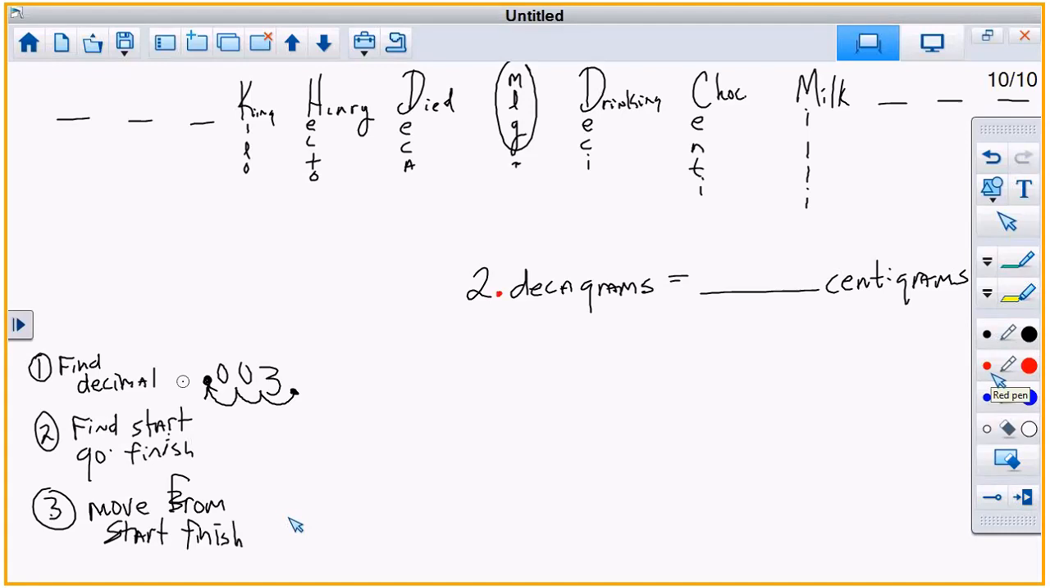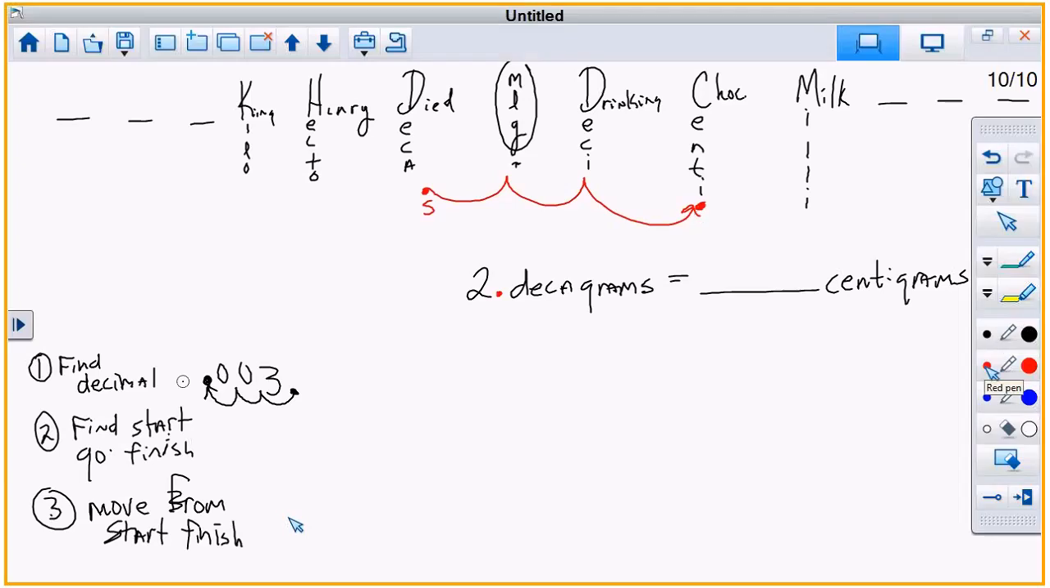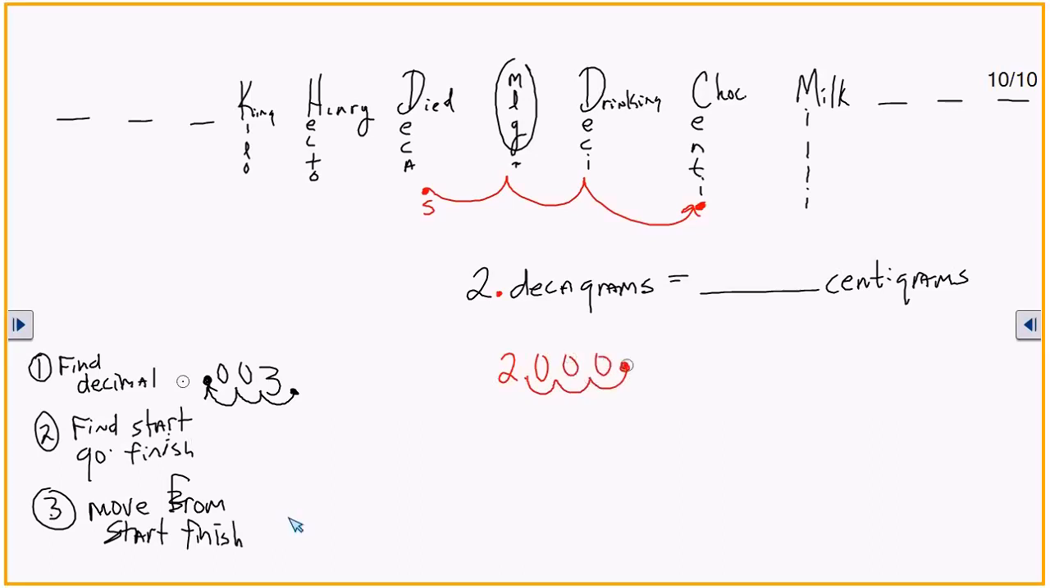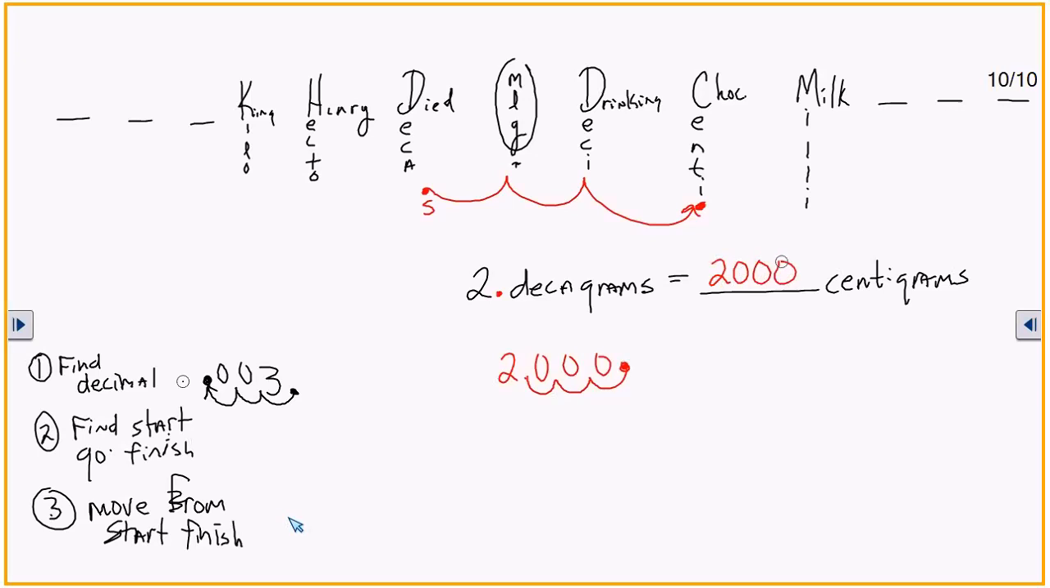Now, I'm going to move. Where is decagrams? Decagrams is right here. So there's my starting point. And I've got to end at centigrams, which is right here. So I'm going to move 1, 2, 3. So I've got to move 3 places to the right. So here's my 2.0. I'm going to move 1, 2, 3. So 2 decagrams is equal to 2,000 centigrams. Let's do another one.